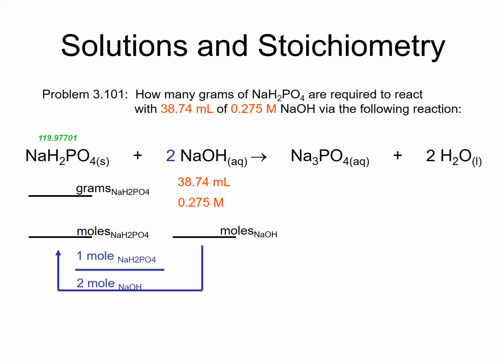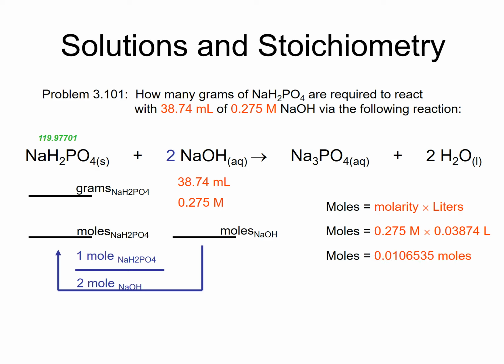Returning now to the information in red, the 38.74 mL and the 0.275 molar, I recall that moles is equal to molarity times liters. Taking the two numbers I've been given and substituting them, I find that moles is equal to 0.275 molar, and don't forget, you've got to have those milliliters in the units of liters, so that'll be a 3 decimal place change to the left, or 0.03874 liters. Take these two numbers, multiply them together, and I get 0.0106535 moles of sodium hydroxide. And that number needs to be entered right there.